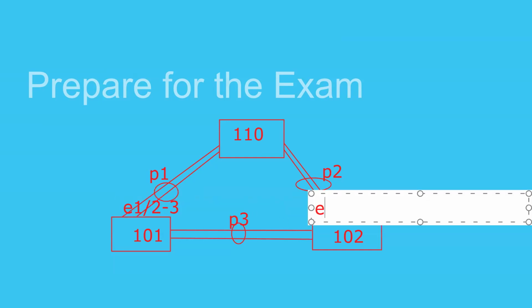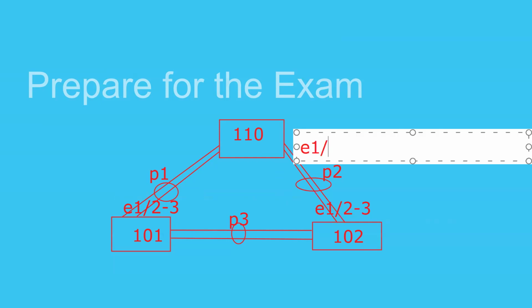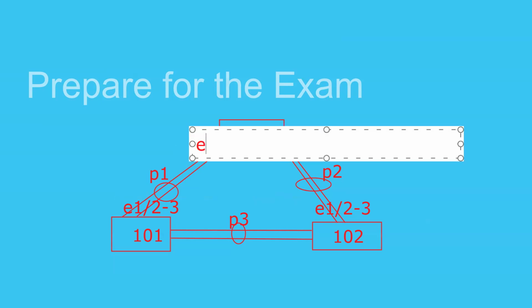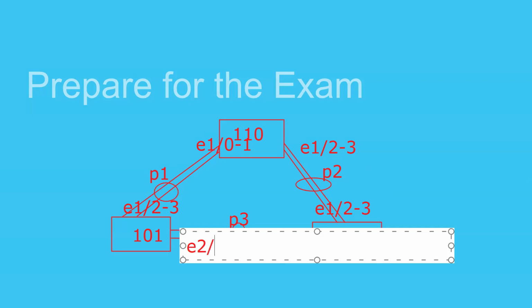And likewise here also I have interface E1/2 and 3. Here also you have interface E1/2 to 3. And here also you have interface E1/ suppose 0 to 1. So 0, 1, 0/1, 1/1, 1/2, 3. So 0, 1, 2, 3. Here you have 2, 3. Here you have 2, 3. And likewise here you have interface E, for example, 2/0 to 1, both sides.